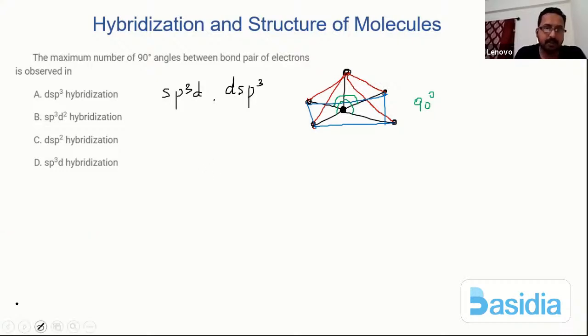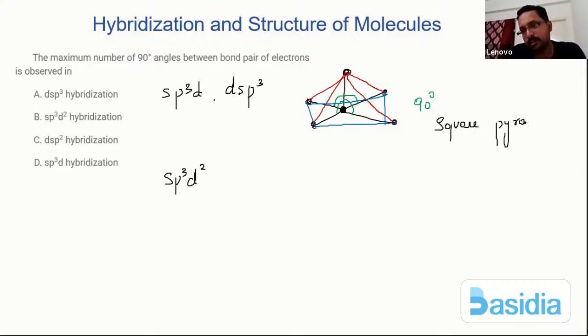Now let us go to the next one. The next one is what? Sp3 D hybridization. Here, what we understood is that the geometry is square pyramidal. So please make a note of it. So here the geometry is what? It is square pyramidal.